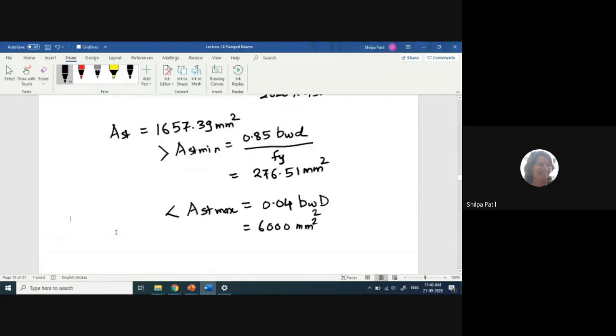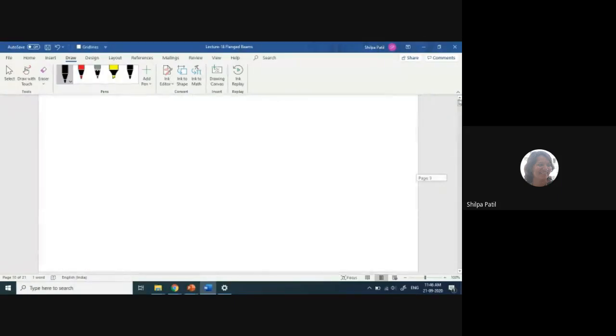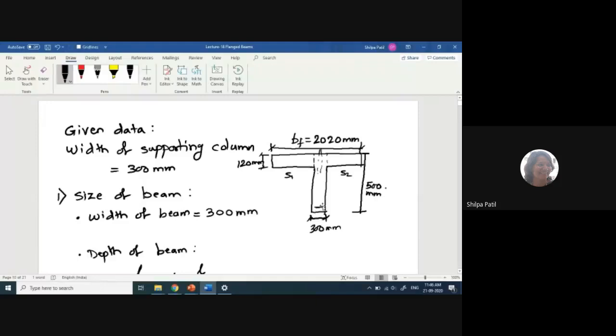All right. Now, if you observe the value of Ast, it is 1,657. And the entire Ast, when we provide the steel in case of a T-beam, I will go back to the diagram of the T-beam here. We have to accommodate all the steel here within this width.